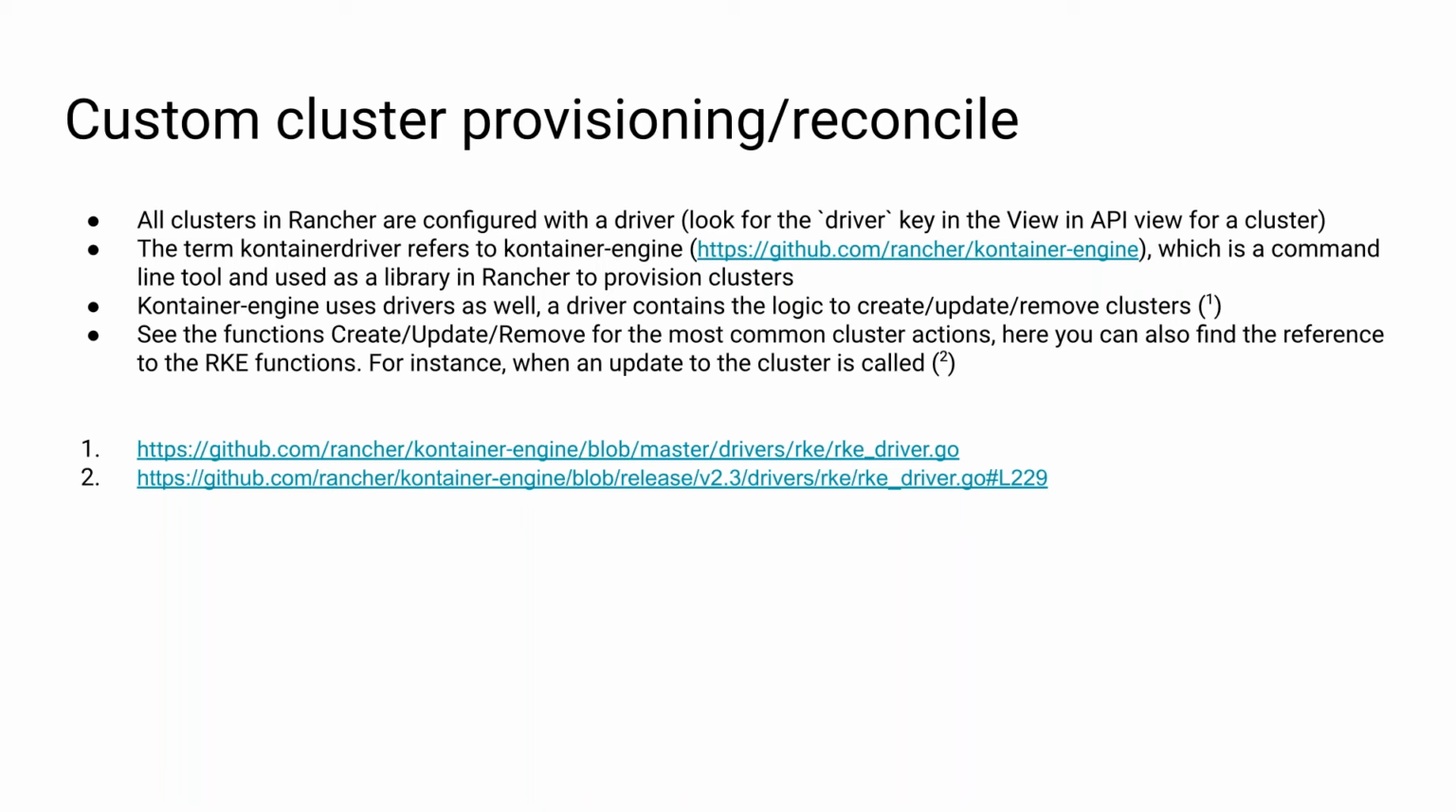So let me start with the custom cluster provisioning and reconcile. Every cluster in Rancher, meaning all the clusters that I just described, so the custom cluster, the cluster with nodes from an infrastructure provider, but also imported clusters and the hosted Kubernetes clusters, all have a certain driver. If you open a cluster in the Rancher UI and click on the button on the top right where you get options like cluster options, and you go to view in API, you will see a driver key which tells Rancher, hey, this cluster uses a certain driver, and the driver is then the logic Rancher uses to know how to do certain actions to that cluster.